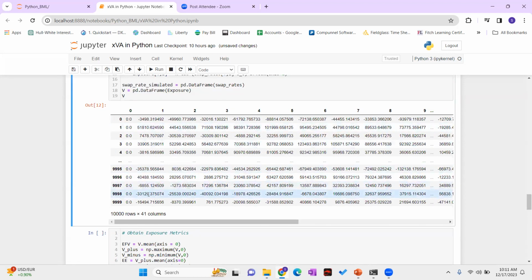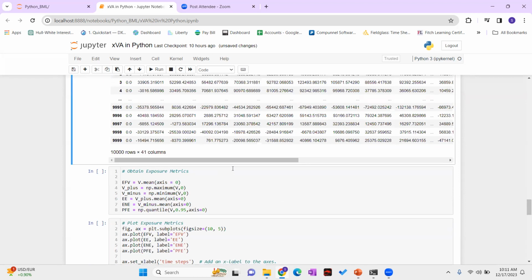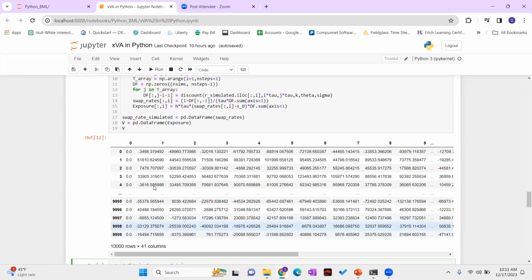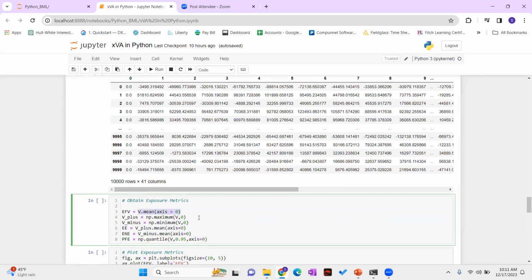Okay, so this is the heavy lifting part, and everything else is pretty much very easy. See the elegance of these calculations. It's very easy because in Python, in NumPy, everything is vectorized. What is the expected future value? It is simply the mean of V. Axis 0 means along this axis, axis 1 means along this axis. So we are calculating the averages along the various paths, taking all the paths together, standing at a particular time point. That's why this is all axis 0.